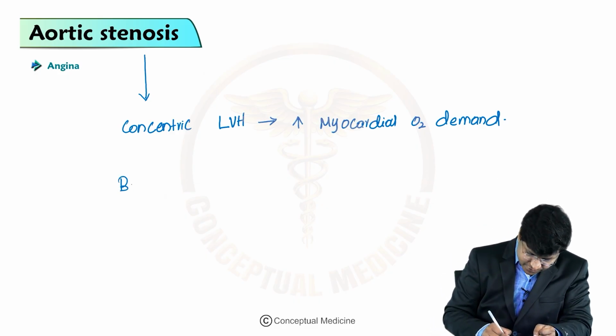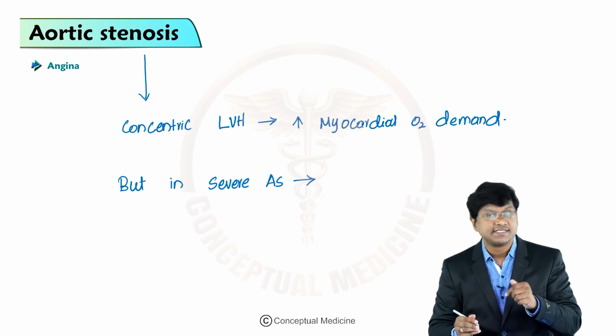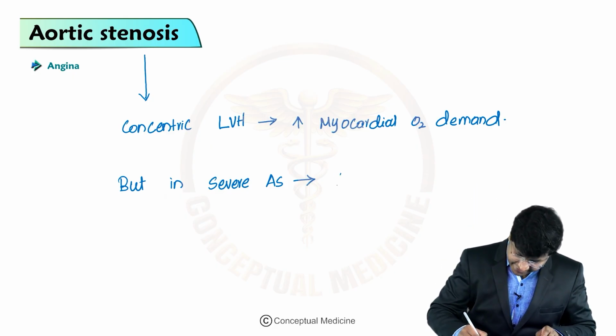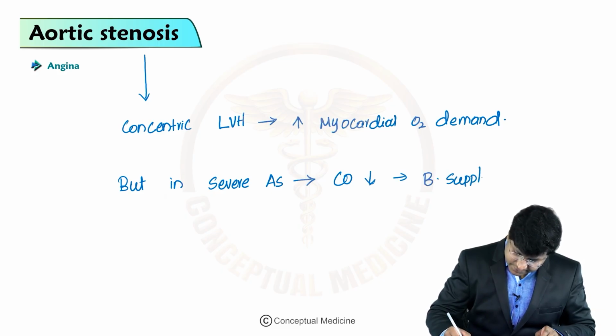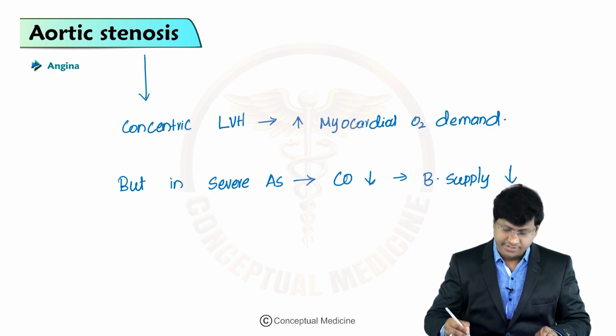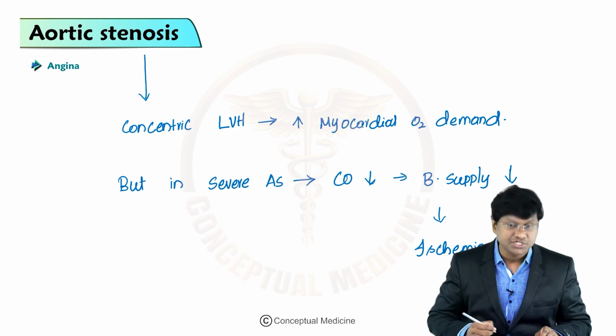But in patients with severe aortic stenosis, what will happen to the blood supply to the myocardium? The blood supply, the cardiac output, is reduced. So blood supply to the myocardium is reduced. Once the blood supply to the myocardium is reduced, the muscle will suffer with ischemia.